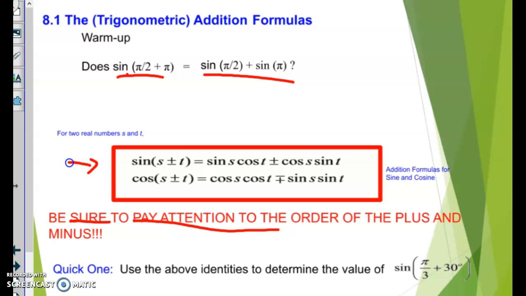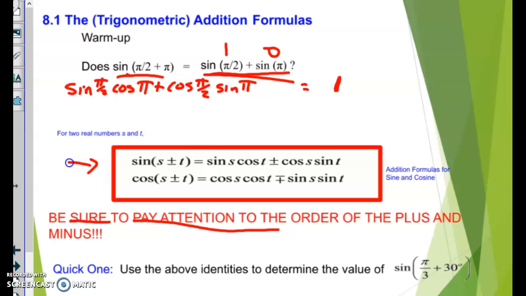So this side is equal to the sine of pi over 2 times the cosine of pi plus the cosine of pi over 2 sine of pi. Now we want to know if that's the same as this side. If we simplify this other side, we know that the sine at pi over 2 is 1, and the sine at pi is 0. So we end up with 1 on this side. So what we want to happen, if this is true, you're going to get 1 on the other side. So let's find out if that actually happens.